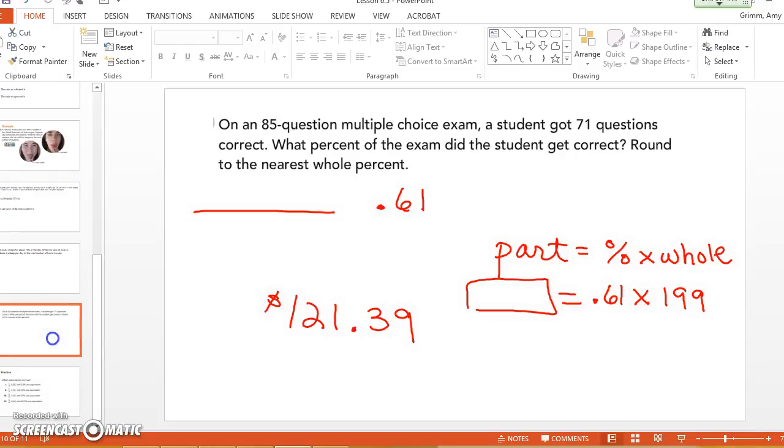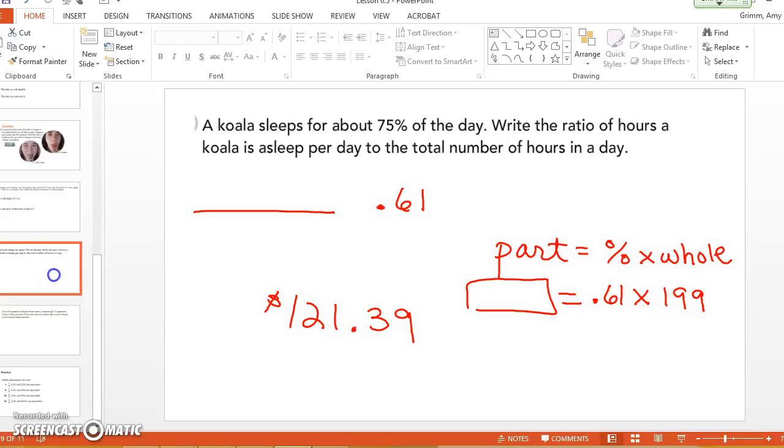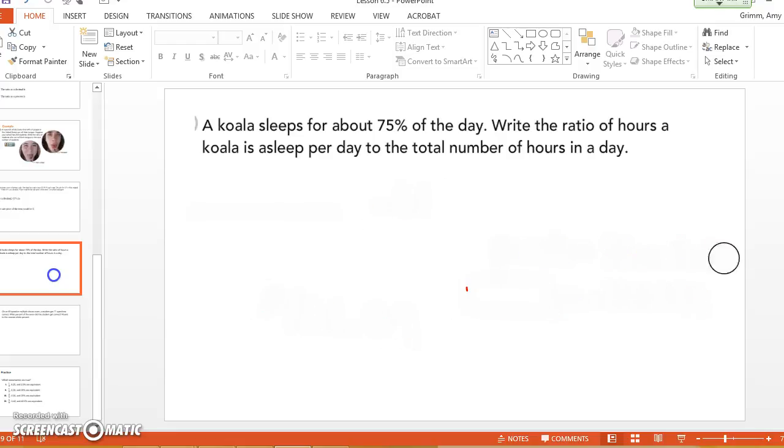I'm not going to do the last slide. Oh, I did have a koala one on there. Oh, silly koala. Let's talk about the lazy koala. Gotta love a lazy koala. All right. Did you guys know that a koala sleeps 75% of the day? Lazy koala. All right. Write the ratio of hours a koala sleeps per day to the total number of hours in a day.